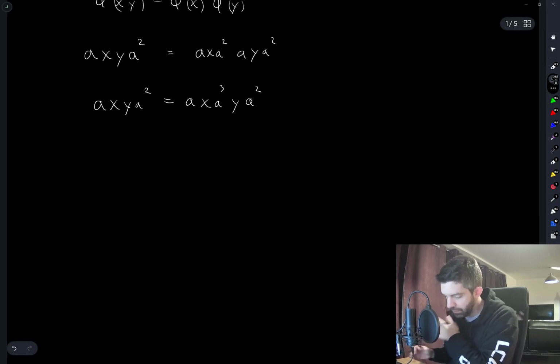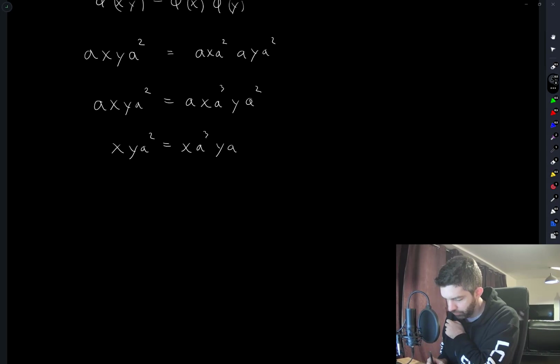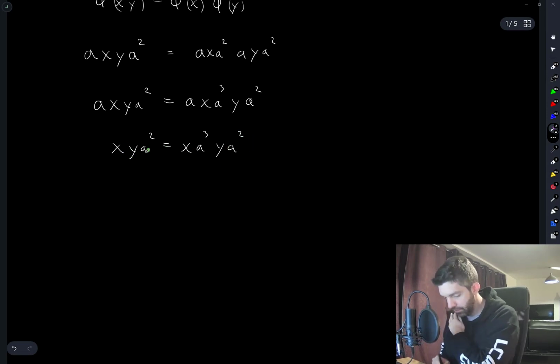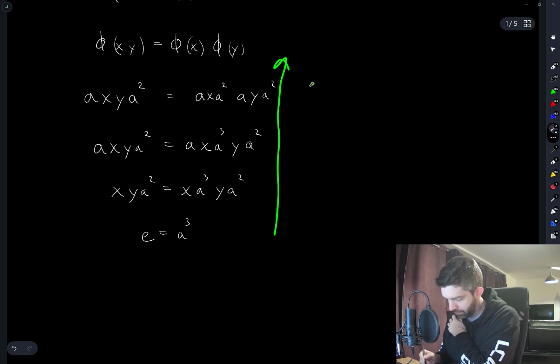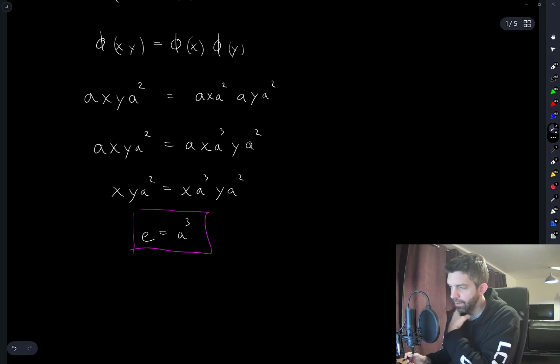We're in a group, so I can multiply by inverses and so on, on the left side, right side. If I multiply by a inverse on the left, I get xya squared is equal to xa cubed ya squared. I can just keep multiplying. I multiply by x inverse there, multiply by a squared inverse on the right, multiply by the inverse of y, and I end up with e is equal to a cubed. And if I go backwards, if I start with this and go back up, I'll get what I want as well. So that one there, in fact, is the answer.